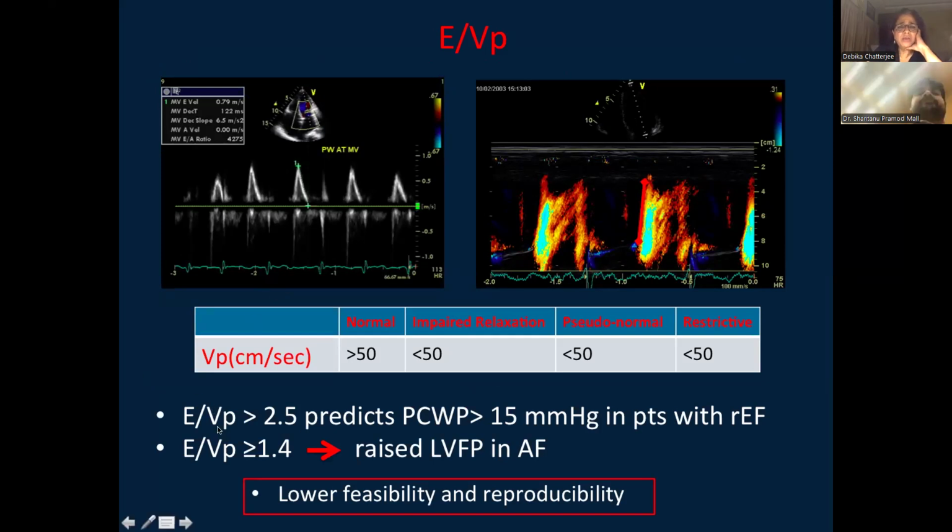And there are certain things which are useful in the presence of AF. If E by VP is more than 1.4, it indicates raised LV filling pressure, or E by VP more than 2.5 predicts PCWP more than 15 in patients with reduced ejection fraction.